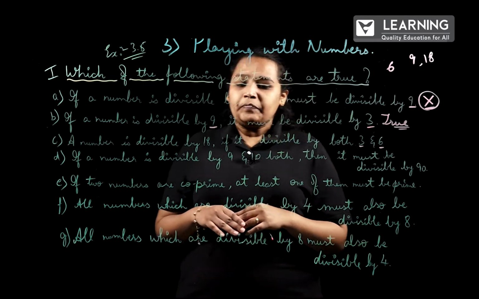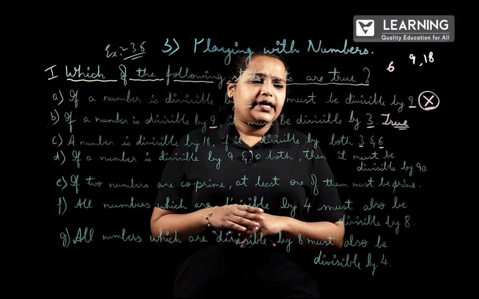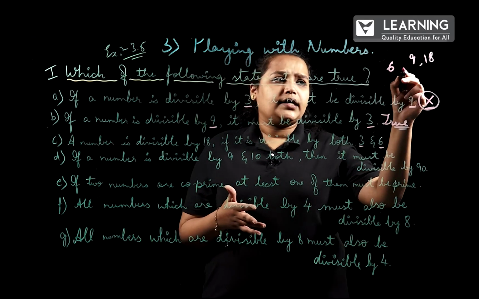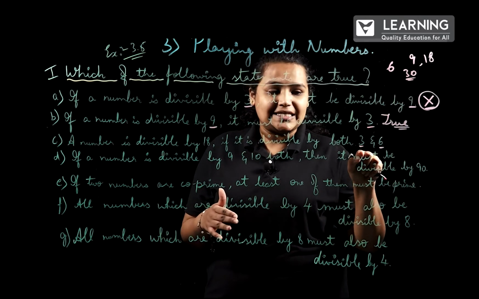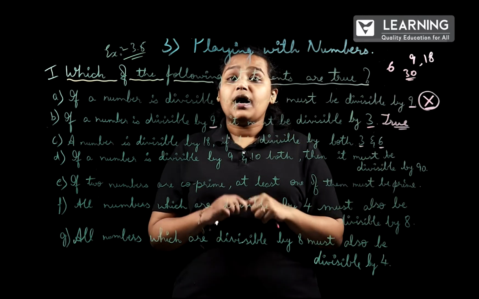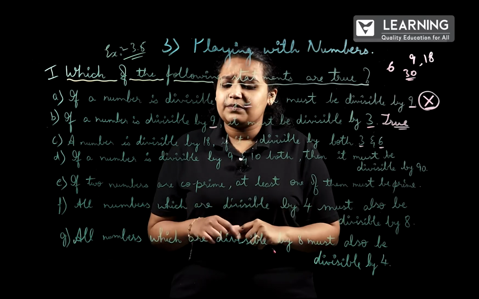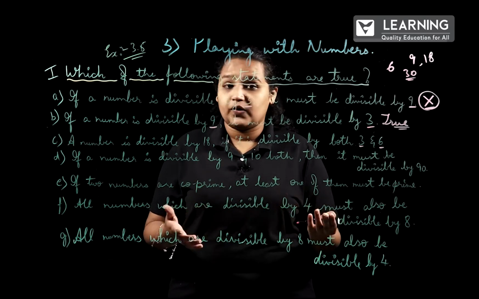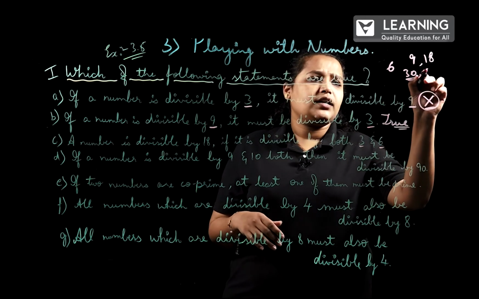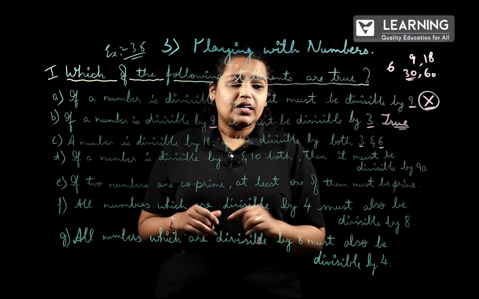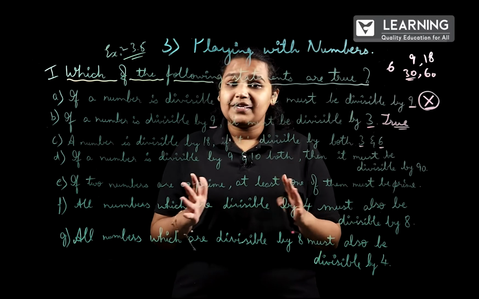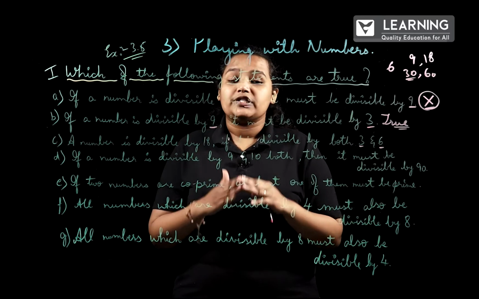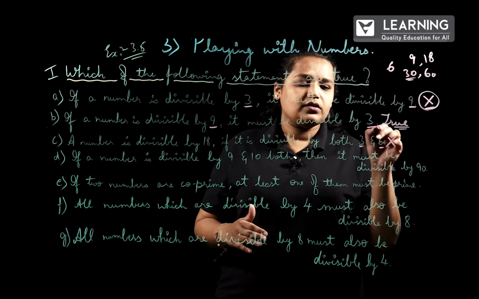Let me take an example, like 30. 30 is divisible by 6 as well as 3, but will that be divisible by 18? No, it is not possible. Let me take another number like 60. 60 is divisible by both 3 and 6, but it is not divisible by 18. So this sentence is also false.